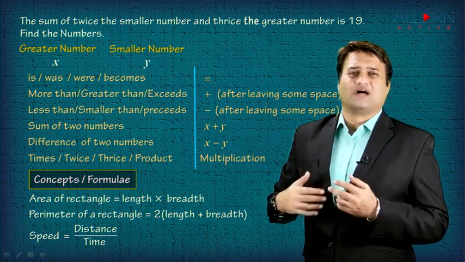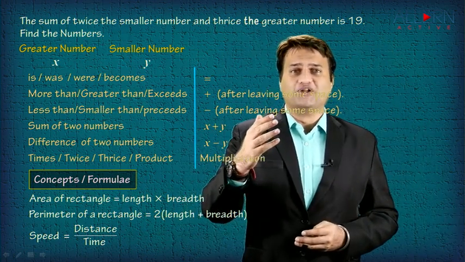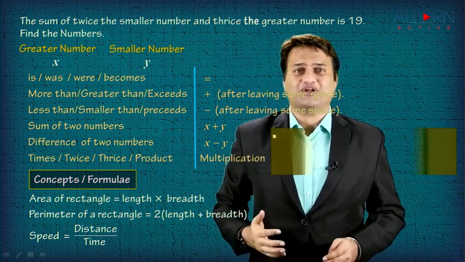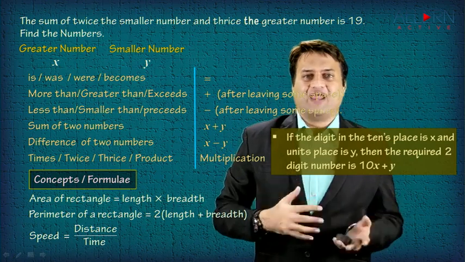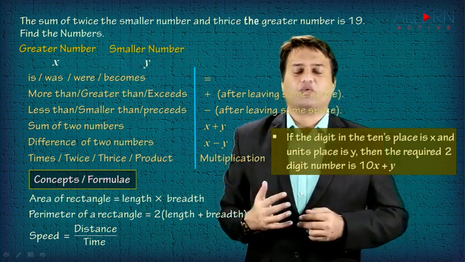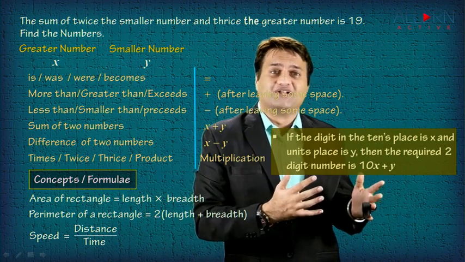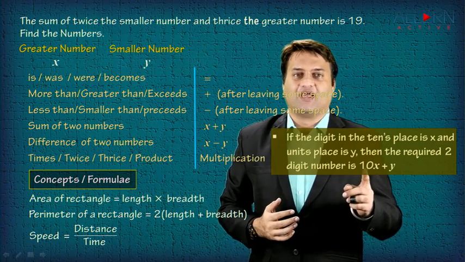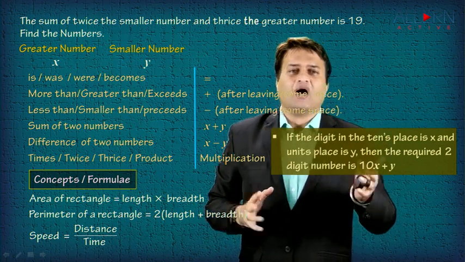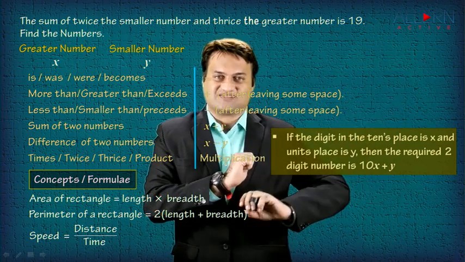Then there are certain sums where they are talking about a two-digit number. So whenever they talk about a two-digit number and you are supposed to find a two-digit number, you need to assume the digit in the tens place as say x and units place as y. Then the required two-digit number will be 10x plus y, because this is how we form a two-digit number from its digits. We multiply the tens place digit with 10 and the units place digit with 1. Of course, we have explained this in detail when we have done the sum, right?